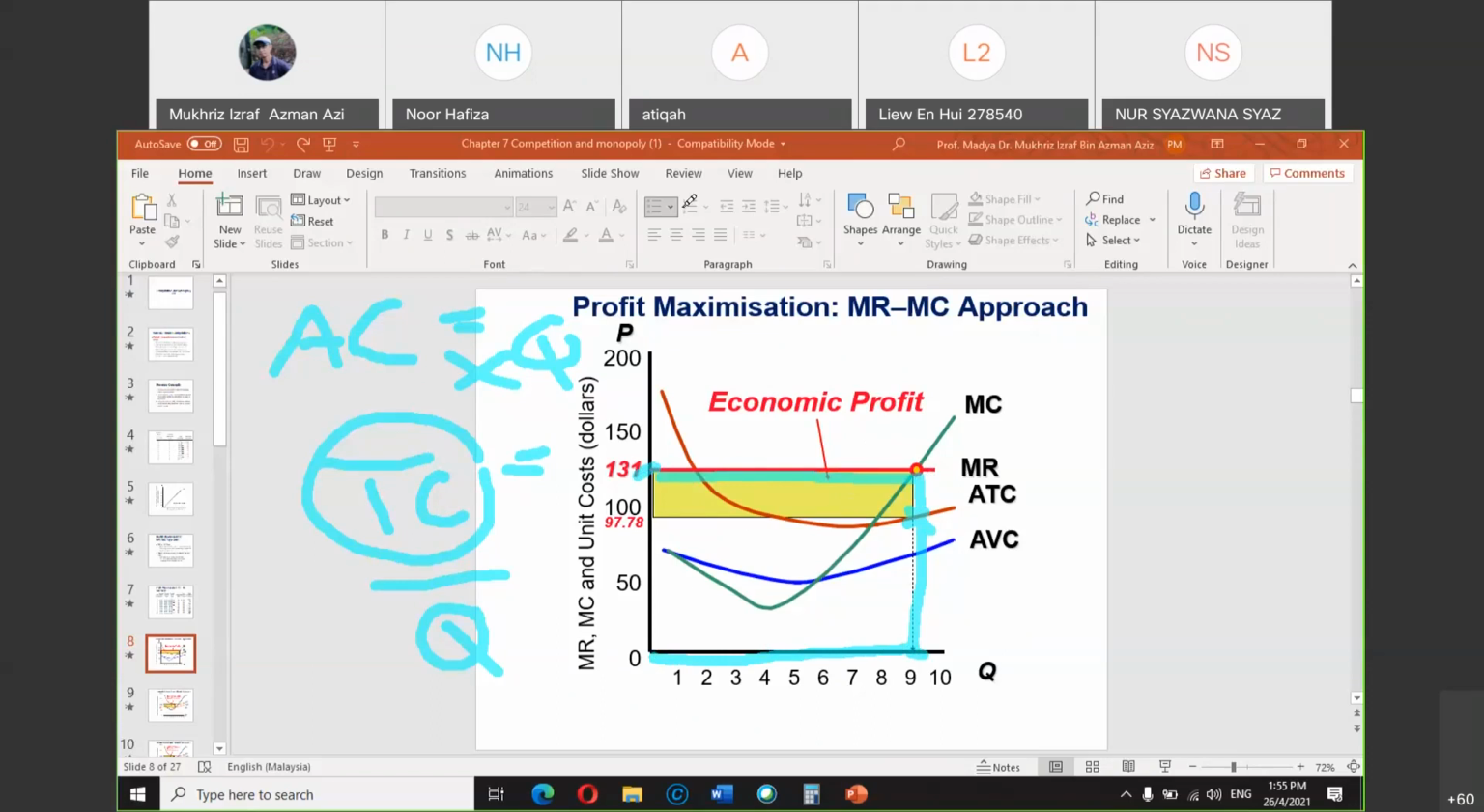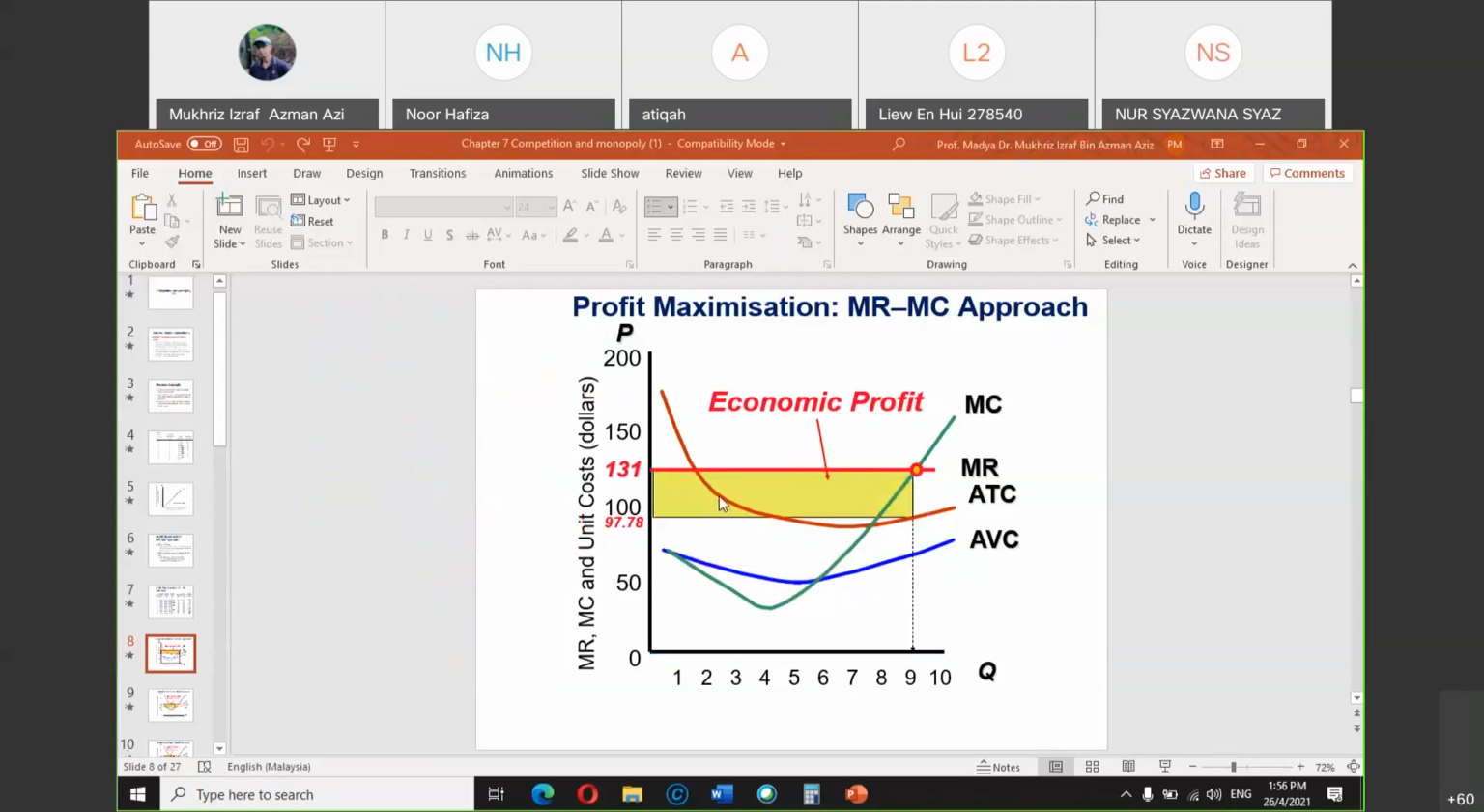And from here we can also determine our total cost. Total cost is obtained by AC times Q. We know that this is the average cost point, which is equal to 97. So AC multiplied by quantity, this point multiplied by the quantity, the red area represents the total cost. So TR minus TC, the blue area minus the red area, gives you this yellow area as the total profit area. I hope you are clear on how we arrive at this yellow area, TR minus TC.